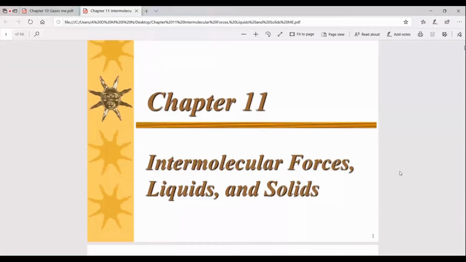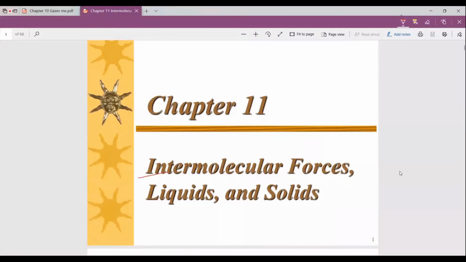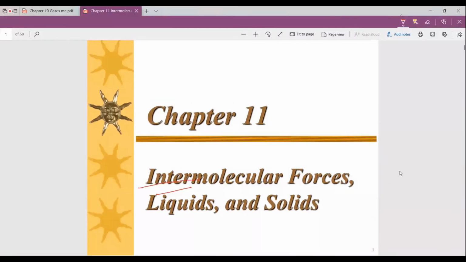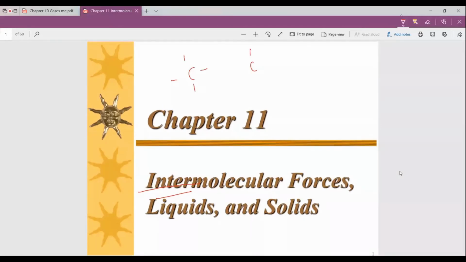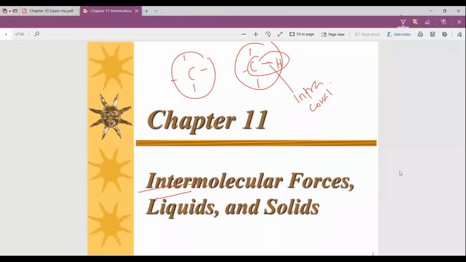Inter means between the molecules, like CH4 and CH4. So between the molecules, they have the intermolecular forces. Intramolecular is different. Intra means in the molecule, like C and H, they have a covalent bond, which is the strongest bond compared to the intermolecular forces.